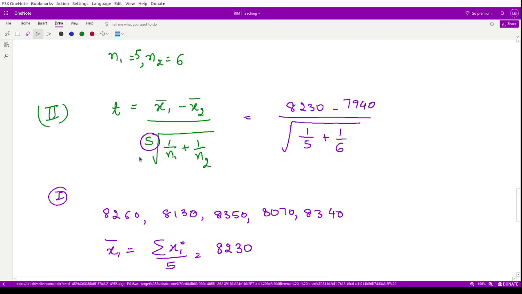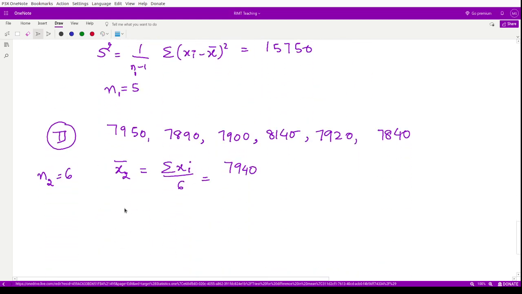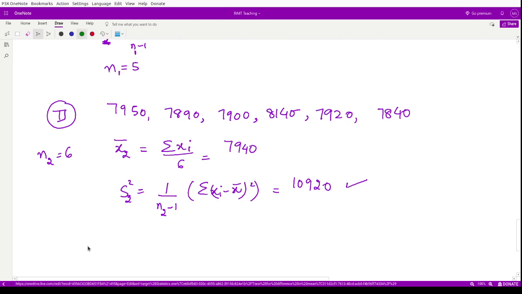Now this s is remaining. For that, first of all, we'll calculate s2 square, the variance in the second case. This is calculated by computing 1 by n2 minus 1 into summation xi minus x bar whole square. When you compute this, you will have the value 10920. So this is S2 square, this is S1 square. So what do we require? We require S. So how do we calculate S?